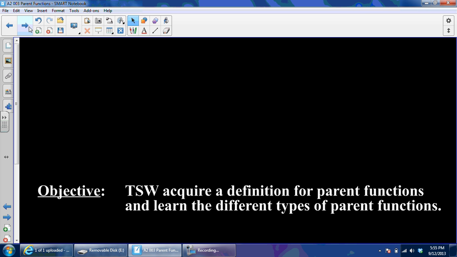All right, your objective: the student will acquire a definition for parent functions and learn the different types of parent functions. These notes are for tomorrow's class. Tomorrow's date is 9/13, September 13th. Yeah, we got a Friday the 13th tomorrow. So go ahead and record your objective and your date. And as always, anytime you need more time to copy down the notes, just hit the pause. And when you're ready to go, hit play and move on.